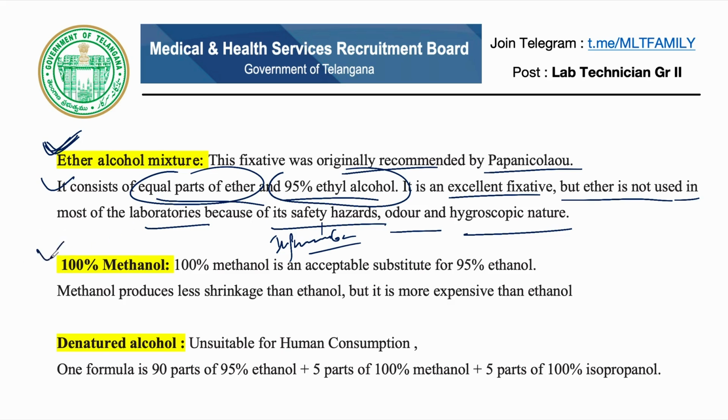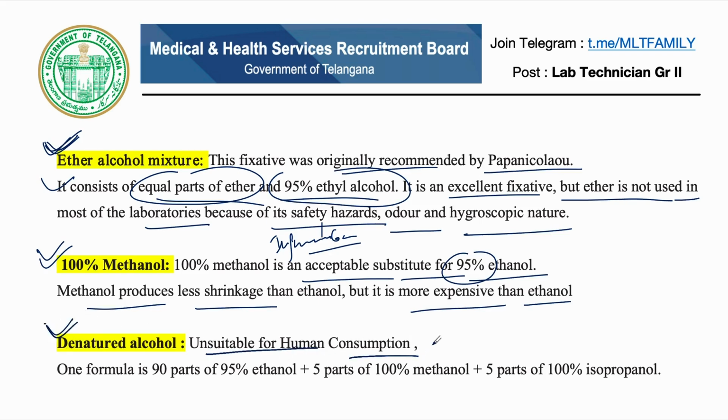100% methanol is an acceptable substitute for 95% ethanol. Methanol produces less shrinkage than ethanol, but it is more expensive. There is also denatured alcohol, which is unsuitable for human consumption. Some people drank the alcohol from the laboratory, so we made denatured alcohol, in which the major component is 90 parts of 95% ethanol, 5 parts of 100% methanol, and 5 parts of isopropanol. So this is the composition of denatured alcohol.